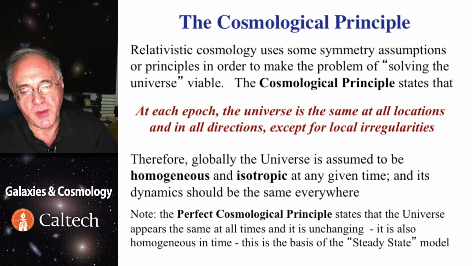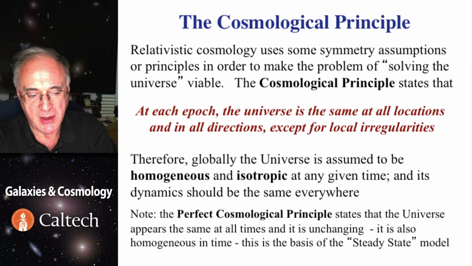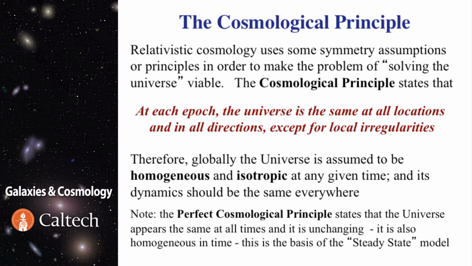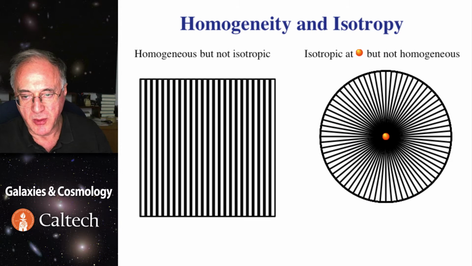Now, there is a perfect cosmological principle proposed by Hoyle and collaborators, which says that the universe should also be the same at all times. And that was the basis of the steady-state cosmology, which unfortunately did not survive experimental tests. So what do we mean by isotropy and homogeneity?